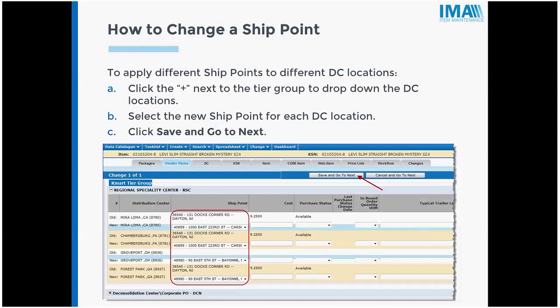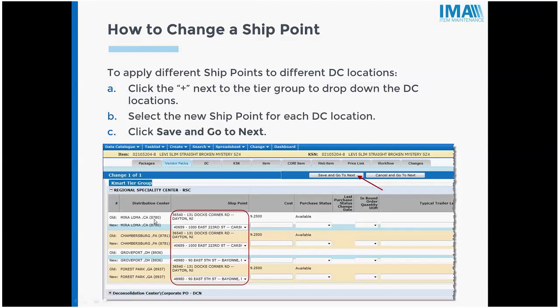If you need to apply different ship points to different DC locations, then you should click the plus sign next to the tier group to drop down the DC locations. So that plus sign is located right here. Then you can select the new ship point for each DC location.